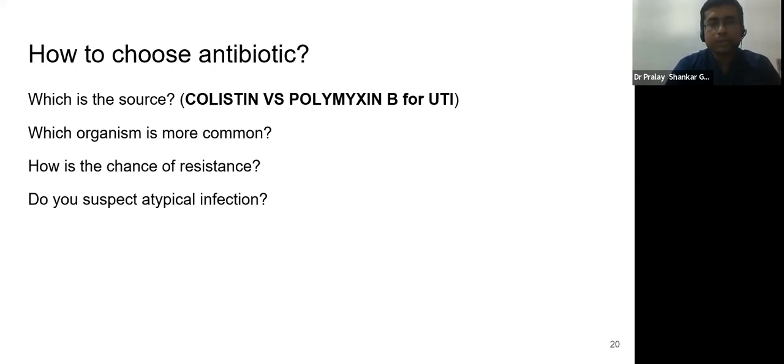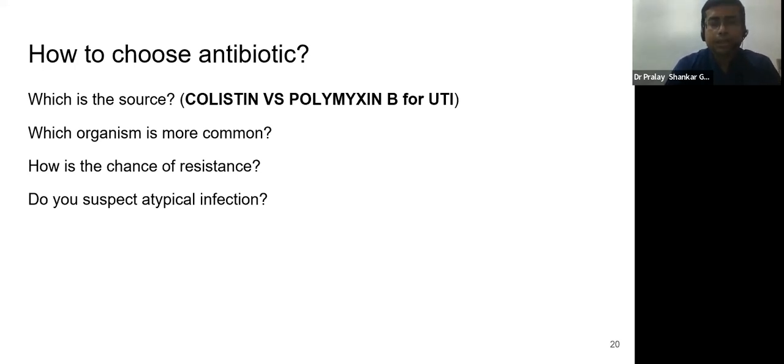First of all, we have to know the source. Suppose you are suspecting urinary tract infection and you are deciding between colistin and polymyxin B. These are almost similar groups of medicines, but we need to know that polymyxin does not concentrate in urine. So colistin will be a better choice if you are prescribing for UTI.